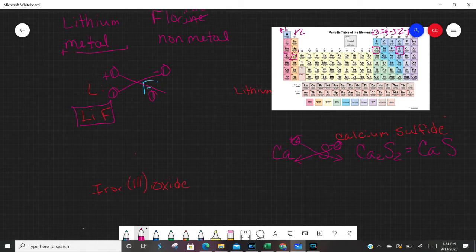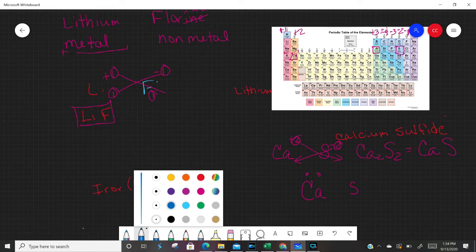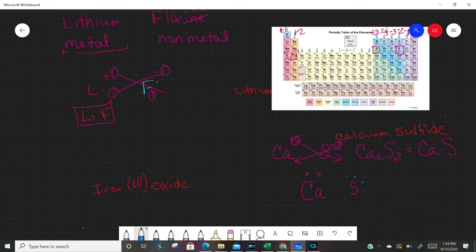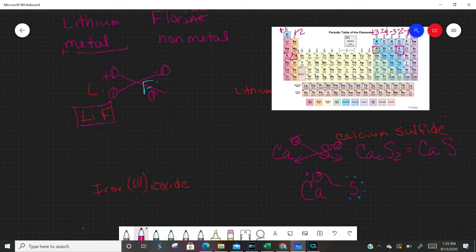Its Lewis dot structure. Calcium had 2. Sulfur had 6. So these two would go here and there.